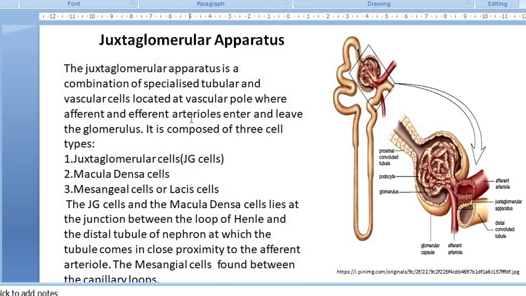The next part is the juxtaglomerular apparatus. This I will take in the next class.